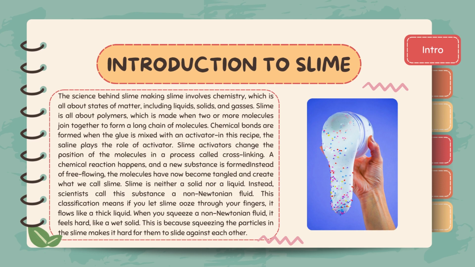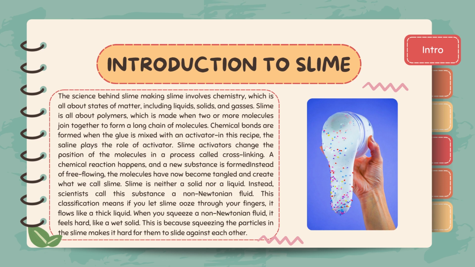Introduction to slime. The science behind making slime involves chemistry, which is all about states of matter, including liquids, solids, and gases. Slime is all about polymers, which is made when two or more molecules join together to form a long chain of molecules. Chemical bonds are formed when the glue is mixed with an activator in this recipe. The saline plays the role of activator.